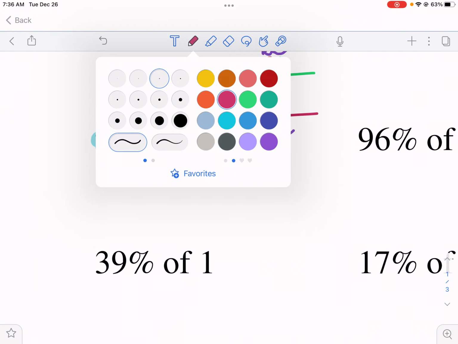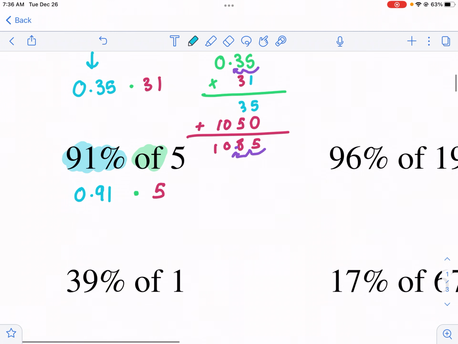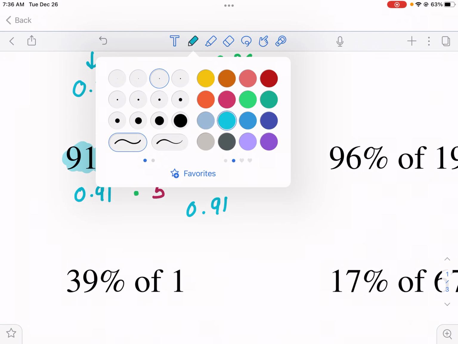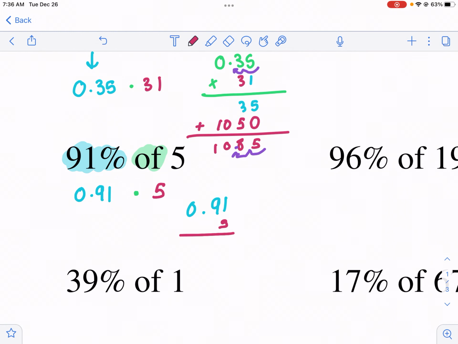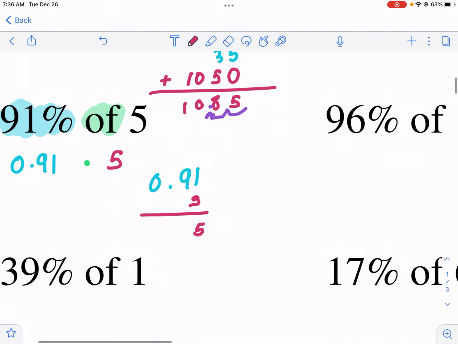Now I'm just going to put, it doesn't really matter which one I put on top. I like to put the longer number, so 0.91, and then multiply by 5, standard algorithm here. I don't need different colors. I get 545, oops. Okay, and then I have to move the decimal 2 places over, so I get 4.55.